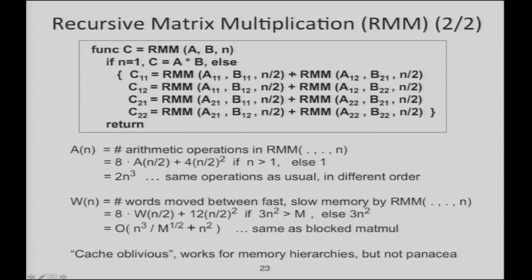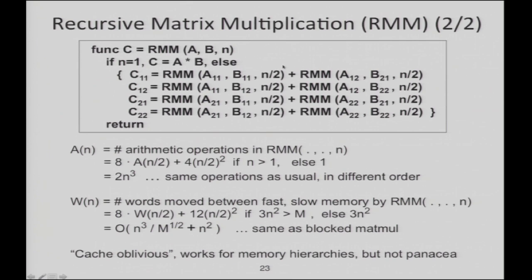You can solve it, and it's exactly 2n cubed, because I'm doing the same floating point operations as the standard algorithm, maybe in a little different order. So that should be the same. What about the number of words moved? Again, it's going to be the same idea. How many words does this guy move? Well, I call him 8 times on problems of half the size. And so there's that cost.